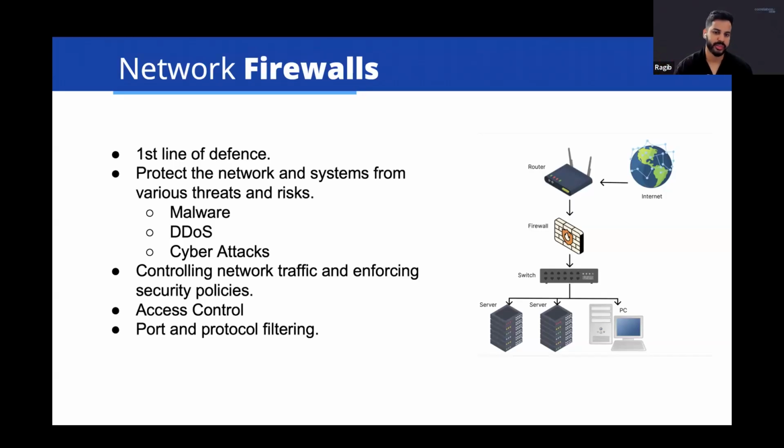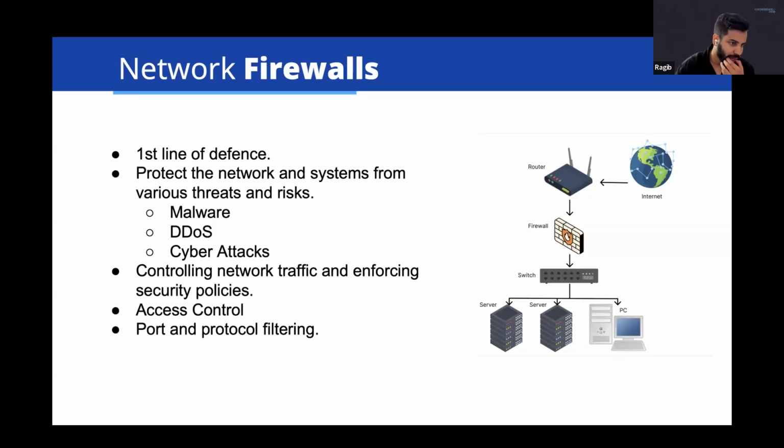Their main job is to protect your system from various threats, such as the ones we talked about: malware, DDoS attacks, and cyber threats that can try to infiltrate or disrupt your network. Firewalls are also critical for controlling network traffic and making sure it aligns with security policies. That includes enforcing access control, even filtering based on specific ports, protocols, etc. In short, without a properly configured firewall, your entire network is exposed, right?